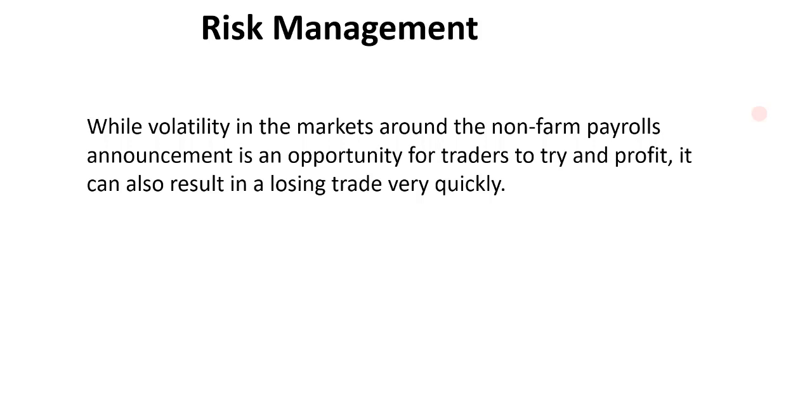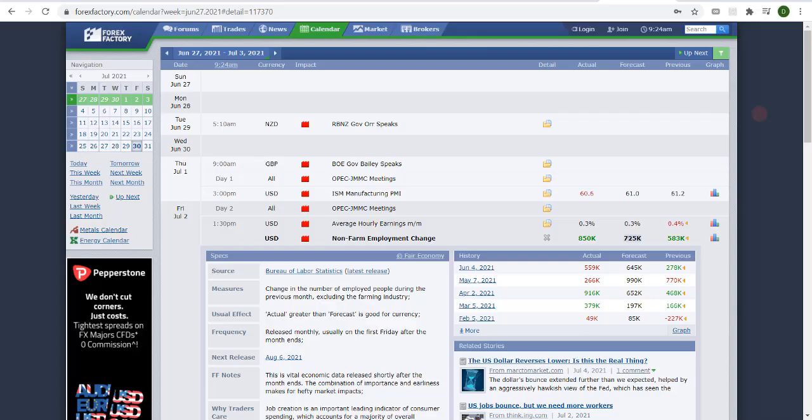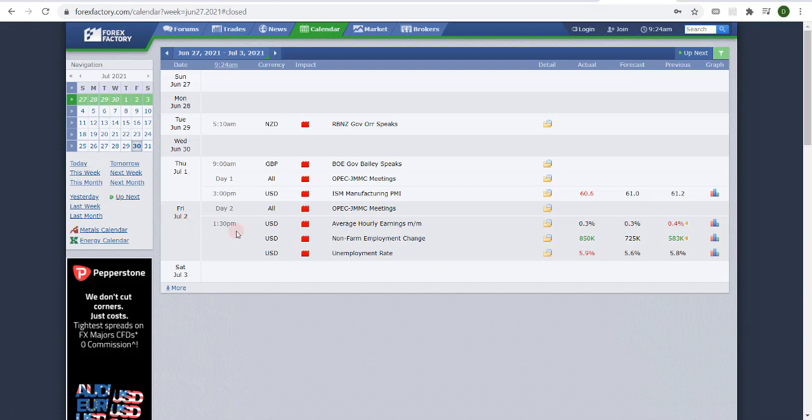Okay, so now let's go quickly. I'm going to take you to the live chart and show you a good example. But let's go to Forex Factory. This is Forex Factory. You can see this is the last release, July the 2nd, 2021, the last release, which is US non-farm payroll.